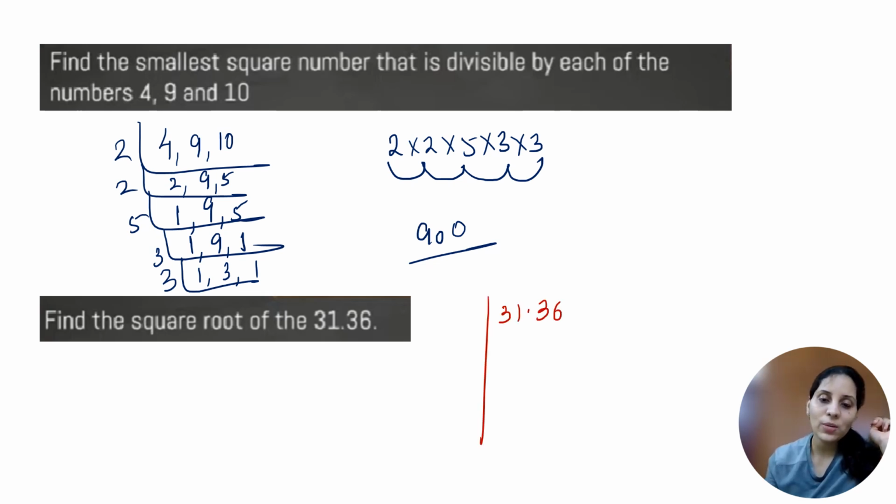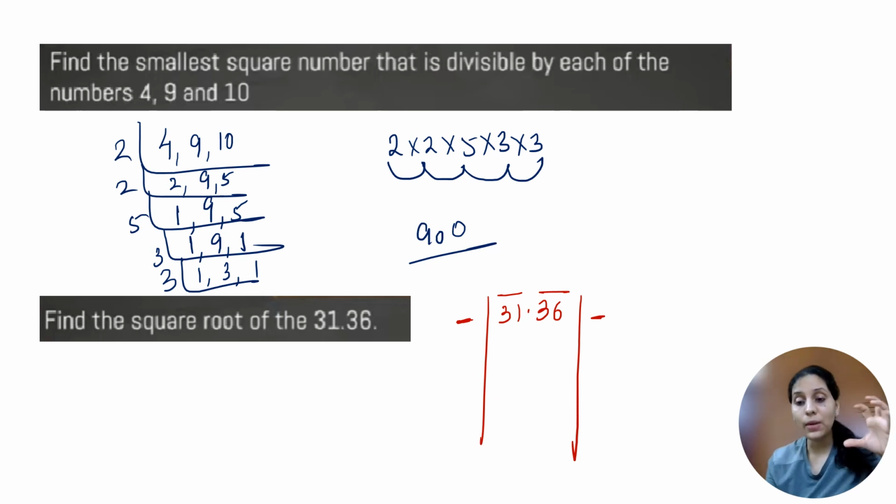So in the long division method, you will make them into pairs. This is one pair and this is one pair. Here you need to write the same number, which when multiplied gives you 31 or lesser. So we can start with 5 because 6 into 6 is 36, which is greater than 31. So 5 into 5 is 25 and you get 6.